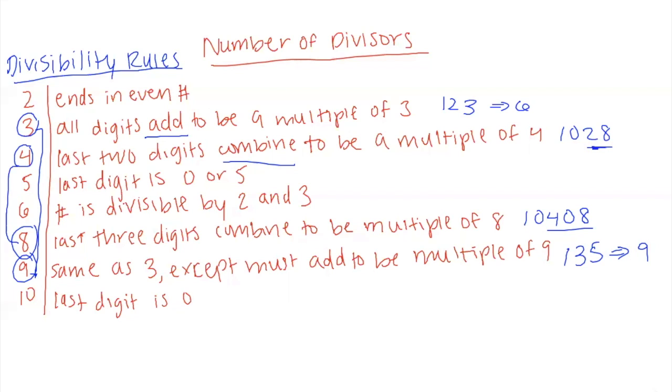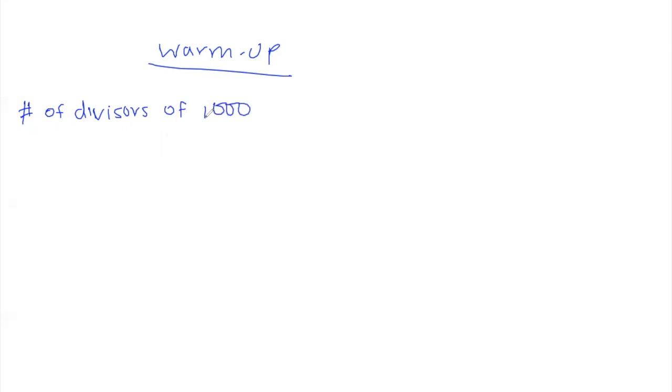So now we can move on to finding the number of divisors. So first we're going to start off with a warm-up problem. So we're going to take a look and figure out the number of divisors of 1,000. So 1,000, I'm pretty sure we can actually sit down and figure out the number of divisors for 1,000. So we're going to go ahead and do that.